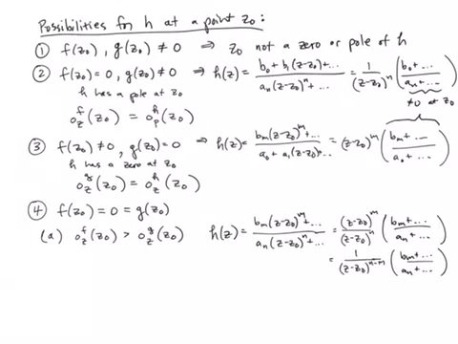So what we find in this case is that h has a pole, and the order of that pole of h at z0 is equal to n minus m, which is the order of the 0 for f at z0 minus the order for the 0 of g at z0.